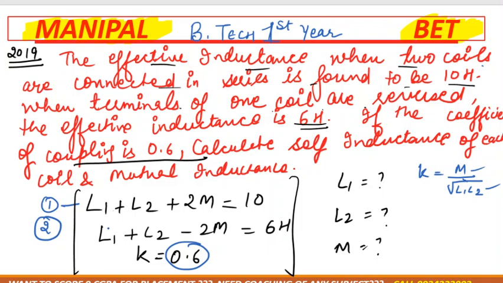Both equations we can add with each other. If we add these equations, then we get 2(L1 plus L2) equal to 16, because plus 2M and minus 2M cancel out with each other. So L1 plus L2 is equal to 8. Then after that, we'll get the relationship between L1 and L2. Or we can subtract the equations from each other.